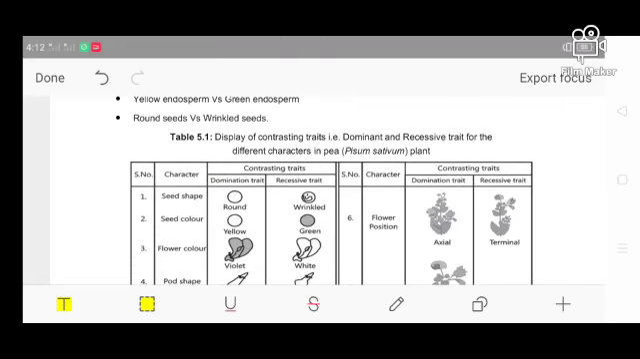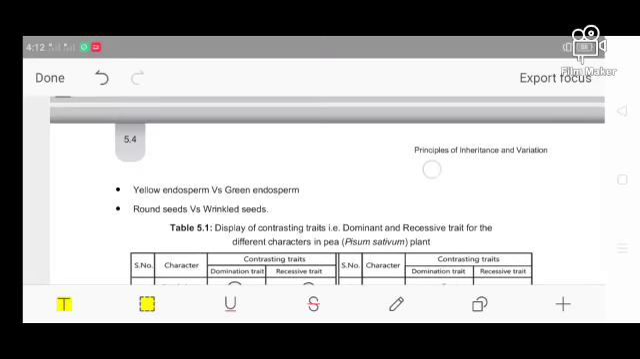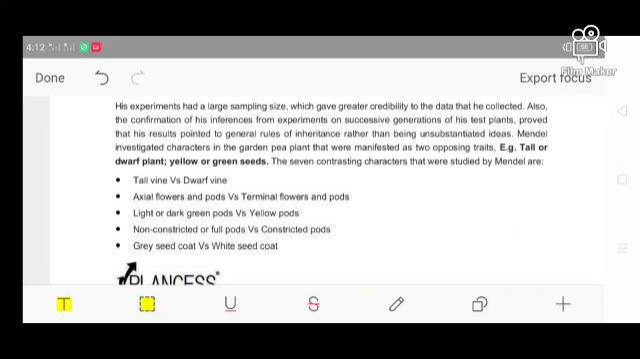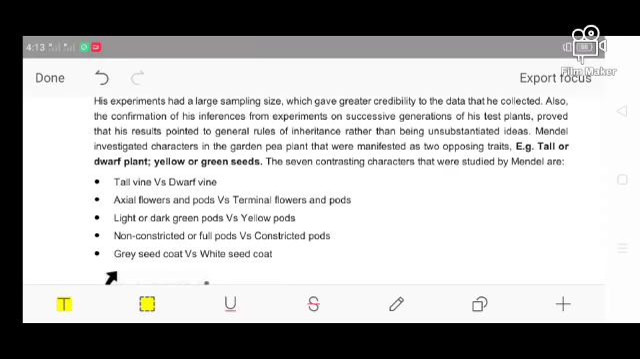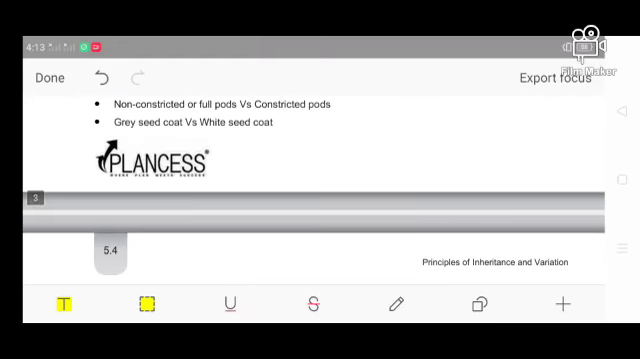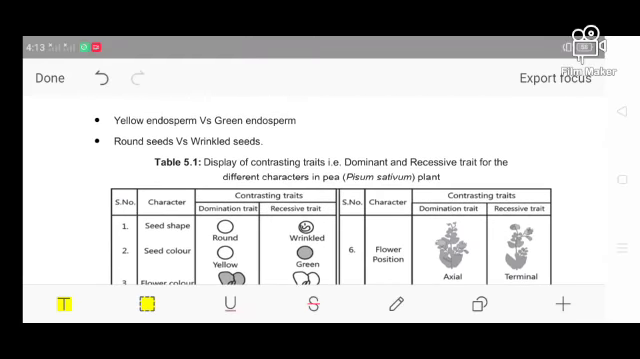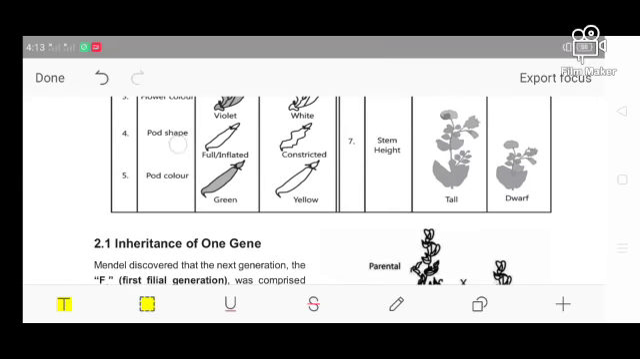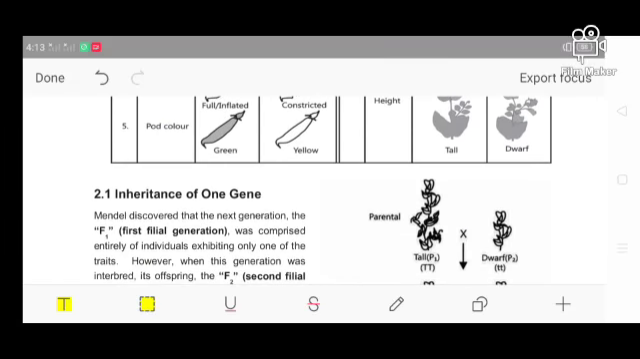After that, some contrasting characters are also present. What are the contrasting characters? That means tall plants and dwarf plants, axial flowers and terminal flowers. Another is light green and dark green pods, or yellow pods. After that, gray seeds and white seeds, constricted or full pods, yellow endosperm and green endosperm, rounded seeds and wrinkled seeds. These are some contrasting characters which helped Mendel illustrate the different laws of genetics.